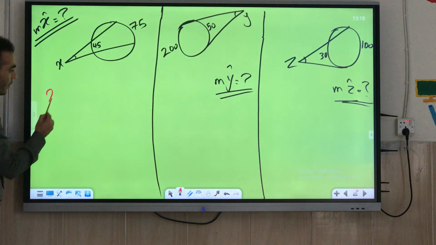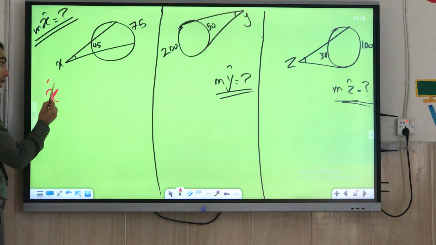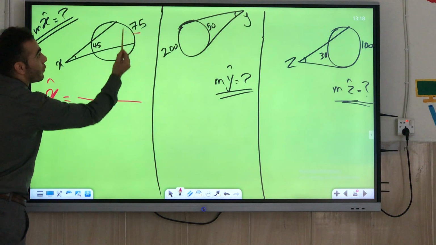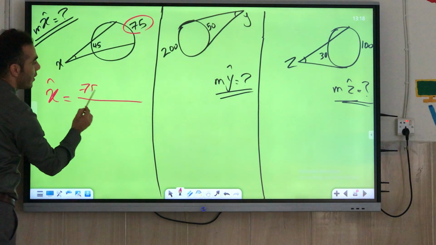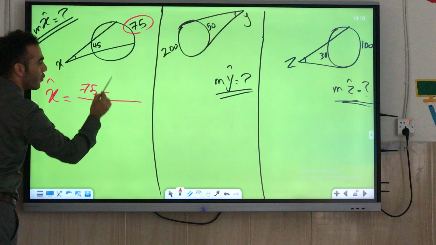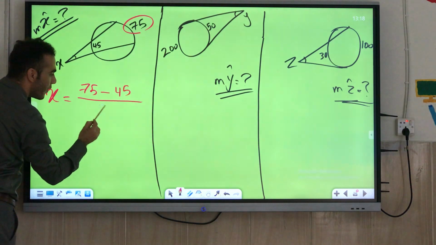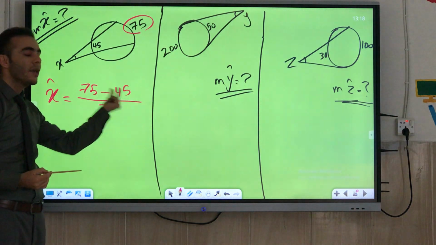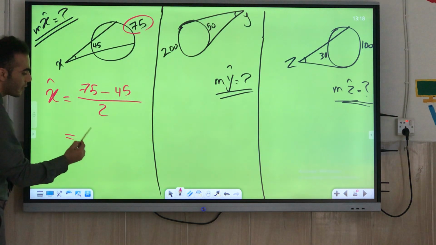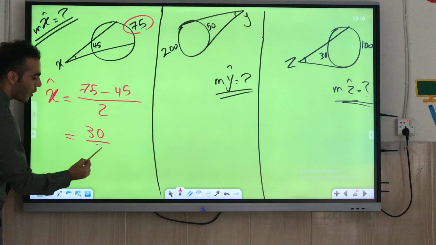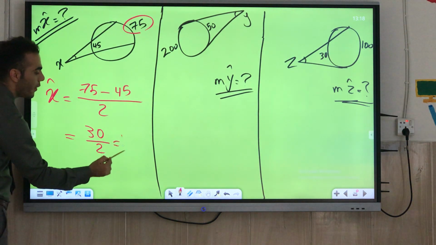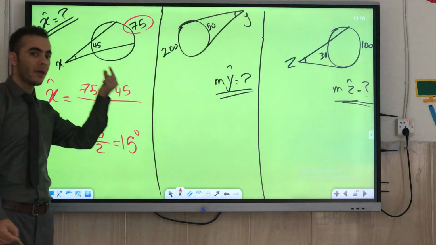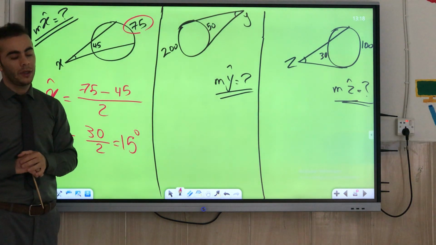So we are dealing with the exterior chords theorem. We said the measure of our exterior angle is going to be the bigger arc here, as you can visualize, 75, minus the smaller one, which is 45, divided by 2. Then it is equal to 75 minus 45, which is 30. Divided by 2, it is equal to 15. So our exterior angle's measure is equal to 15 degrees.